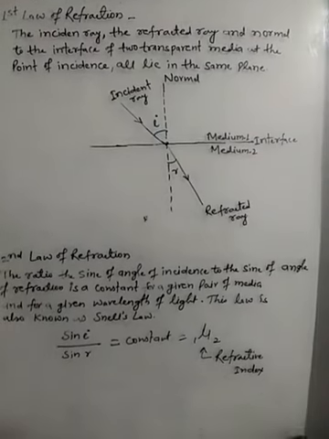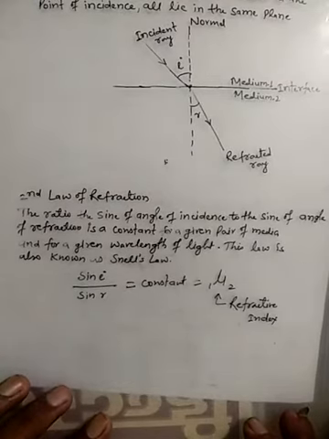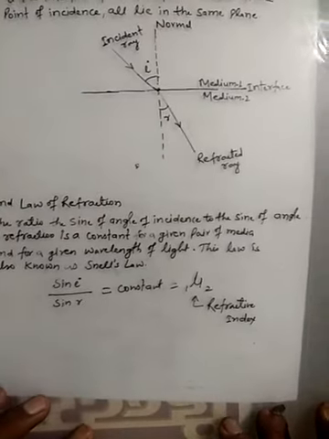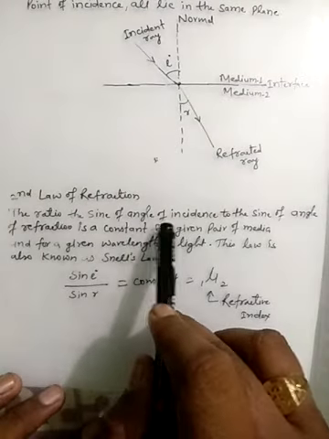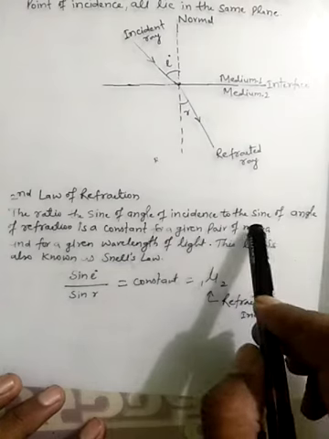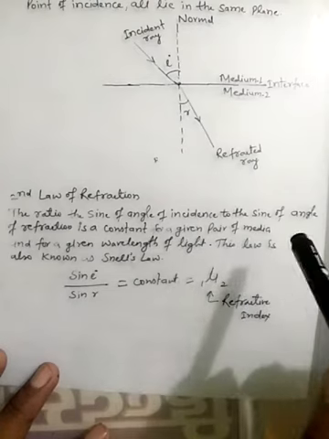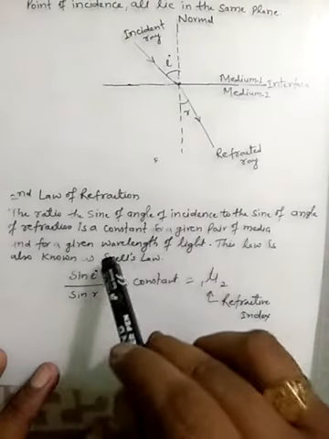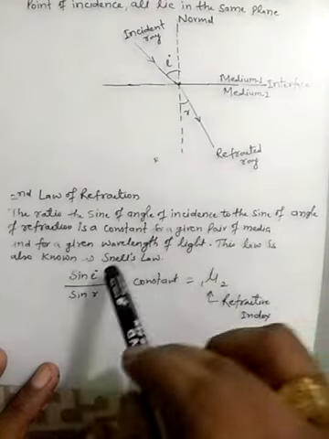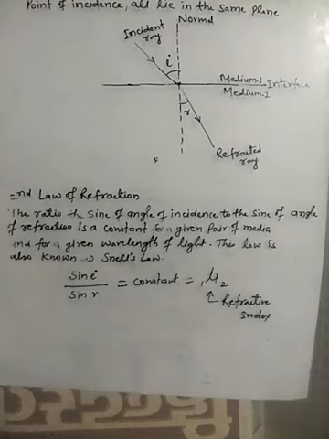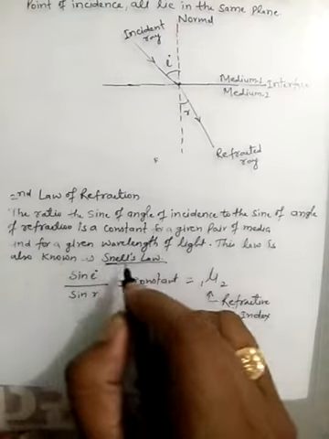And the second law of refraction states that the ratio of the sine of the angle of incidence to the sine of the angle of refraction is a constant for a given pair of media and for a given wavelength of light. This second law of refraction is also known as Snell's law. It is a very important question.